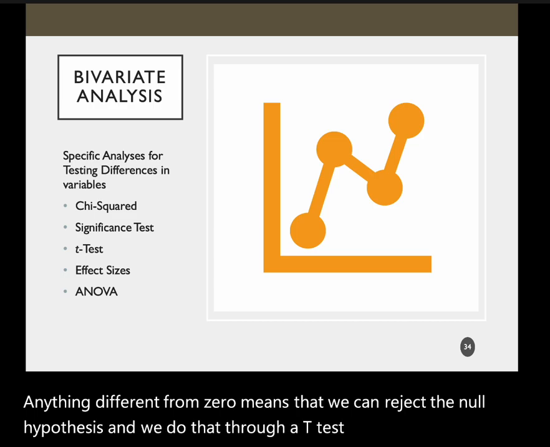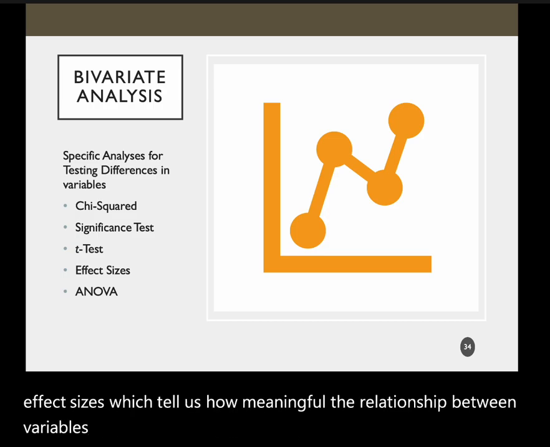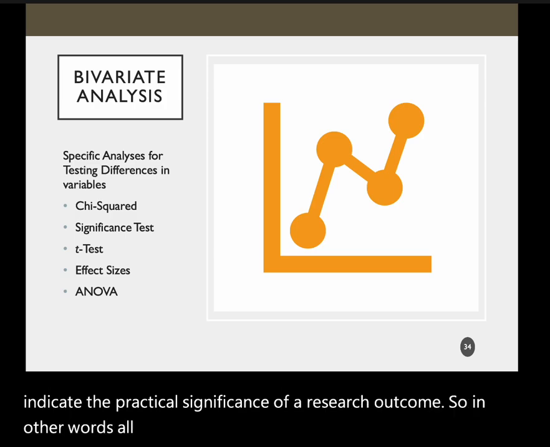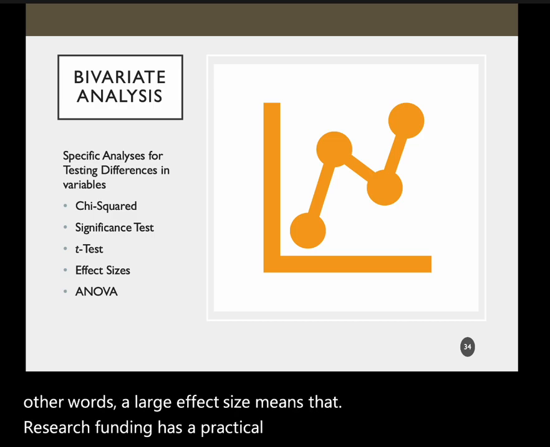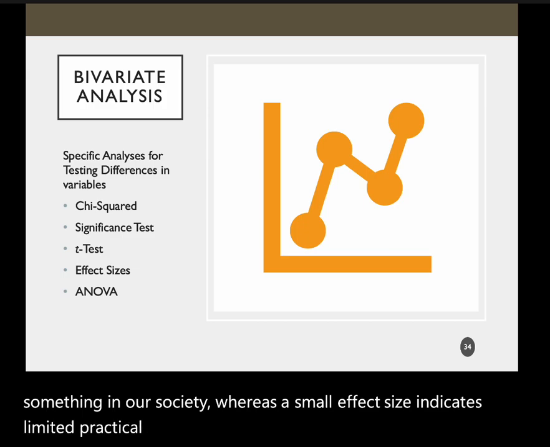We can also look at effect sizes, which tell us how meaningful the relationship between variables or the difference between groups is. And effect sizes indicate the practical significance of a research outcome. So, in other words, a large effect size means that a research finding has a practical significance. Like it means something in our society. Whereas a small effect size indicates limited practical significance.